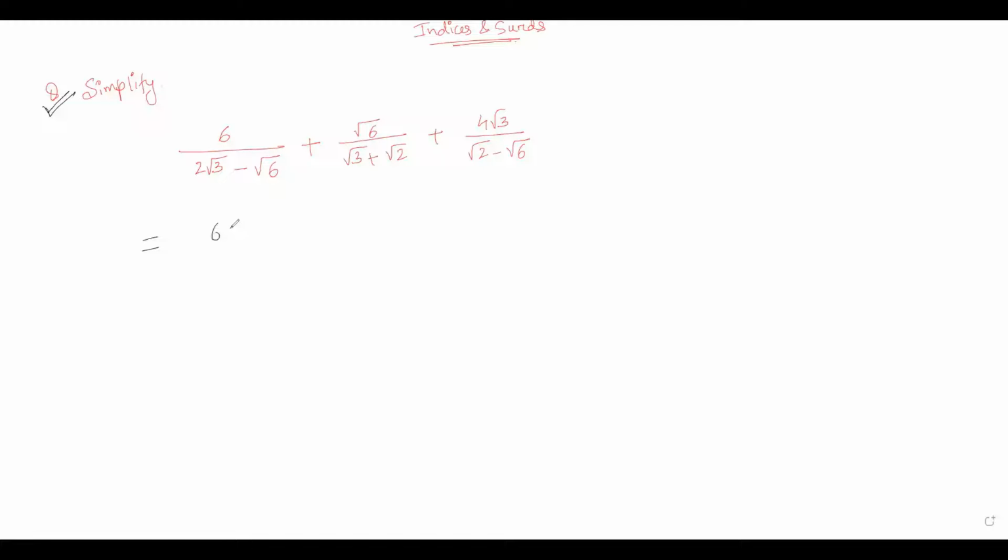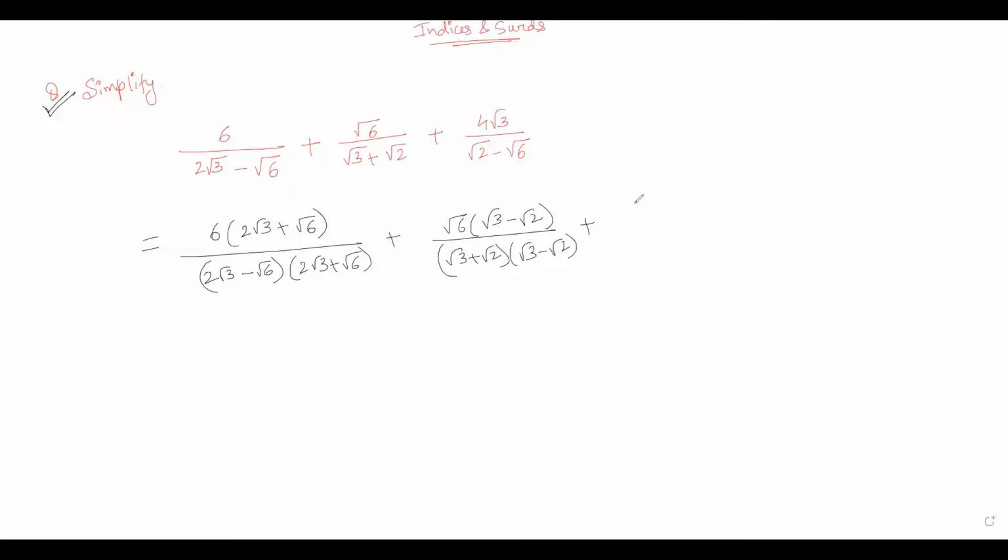So here, if we do the rationalization of these 3 fractions, to simplify, in that case, this would be 6 times (2√3 + √6) upon (2√3 - √6) times (2√3 + √6). In a similar way, this would be √6 times (√3 - √2) upon (√3 + √2) times (√3 - √2). And this would be 4√3 times (√2 + √6) upon (√2 - √6) times (√2 + √6).